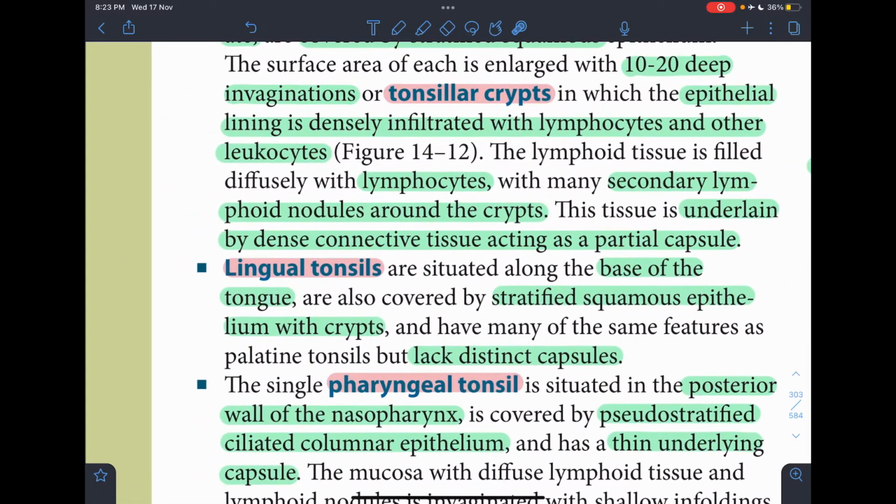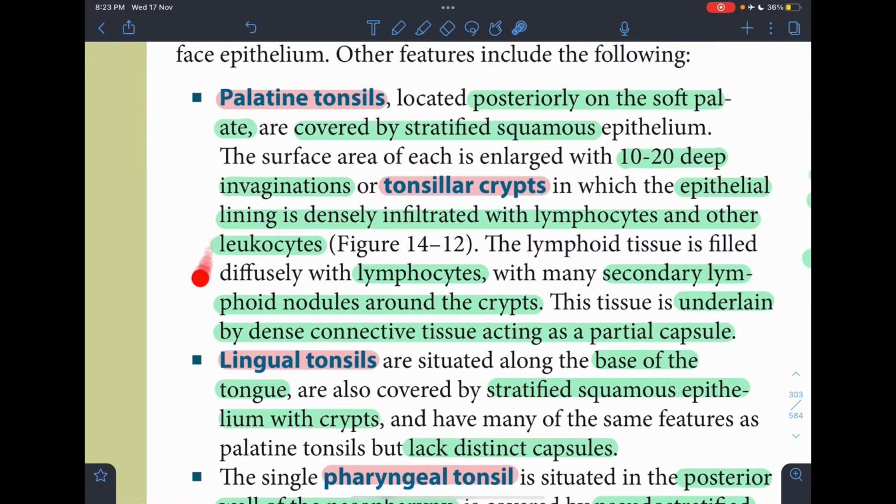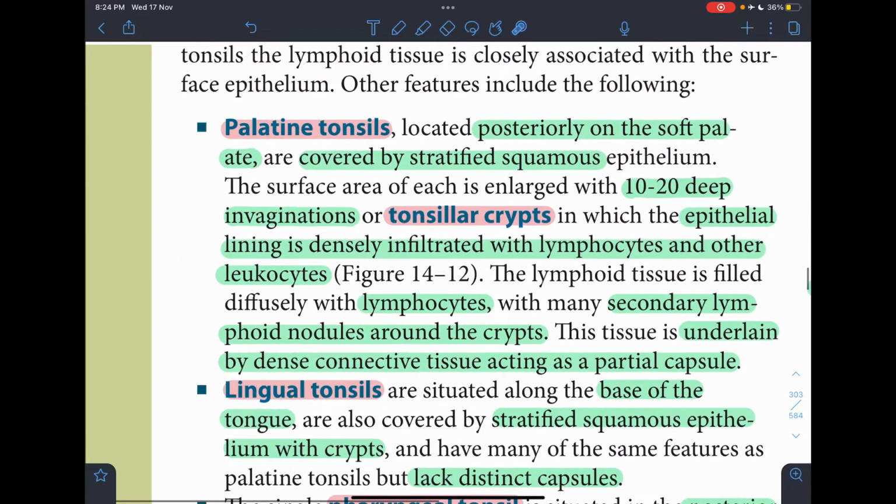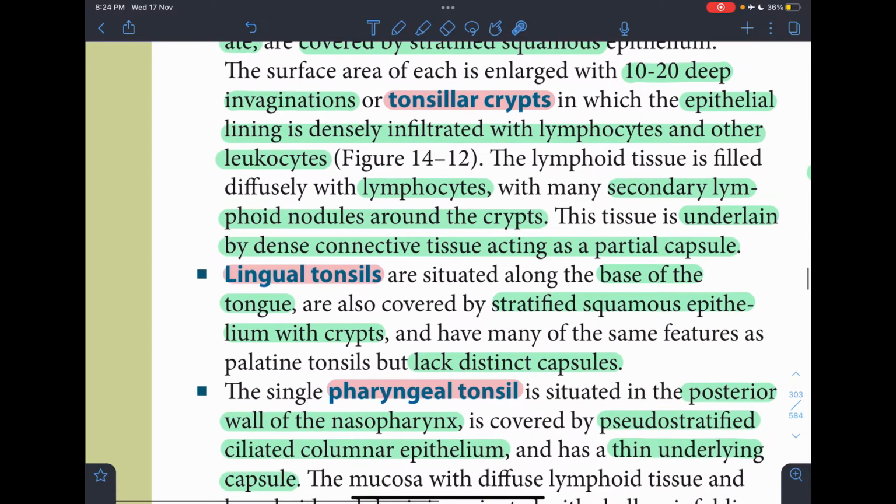The second type is the lingual tonsils. Lingual and palatine tonsils have many structures that are similar. The lingual tonsils are situated along the base of the tongue. They are covered by stratified squamous epithelium with crypts and have many of the same features as palatine tonsils, but they lack distinct capsules. The capsule in the palatine tonsils you can see clearly, whereas in the lingual tonsils they are ill-defined.